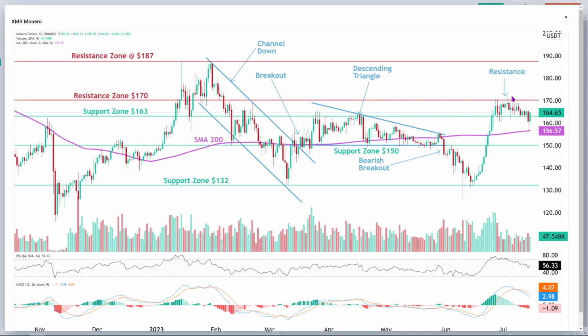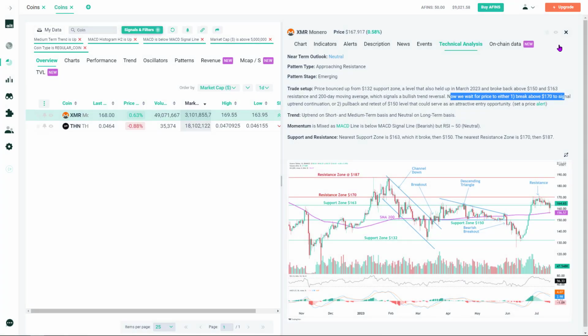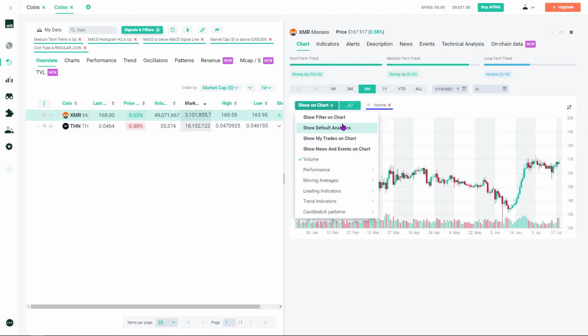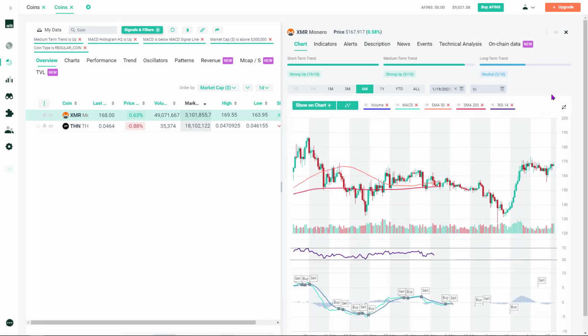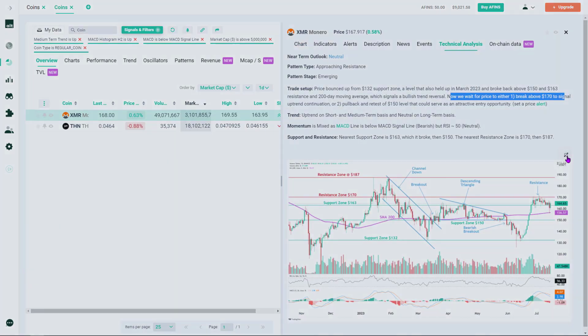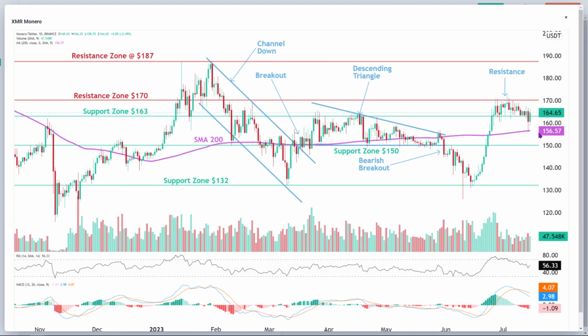You can see also in the chart, $170 is the resistance zone, right? If you break above that, there's a good chance that we'll get to 187, so maybe a 10% upside potential from there on. Alternatively, we would be buying it on any pullbacks to the moving average. The 200-day moving average is actually acting as a dynamic support level right here. The price pulled back to the 200-day moving average and bounced back up. So the 200-day moving average is the first support level. The next one below that is $150.